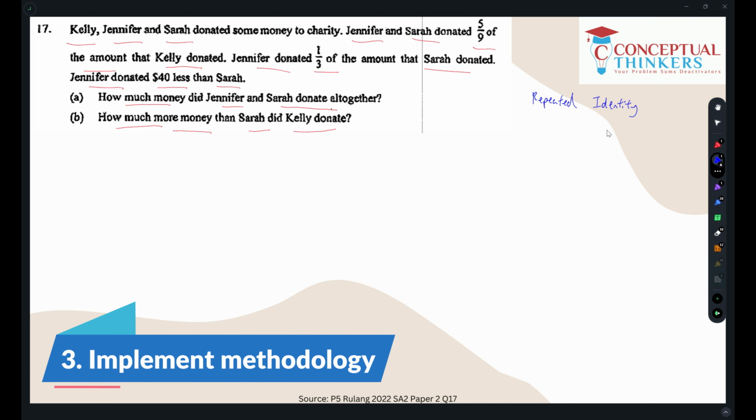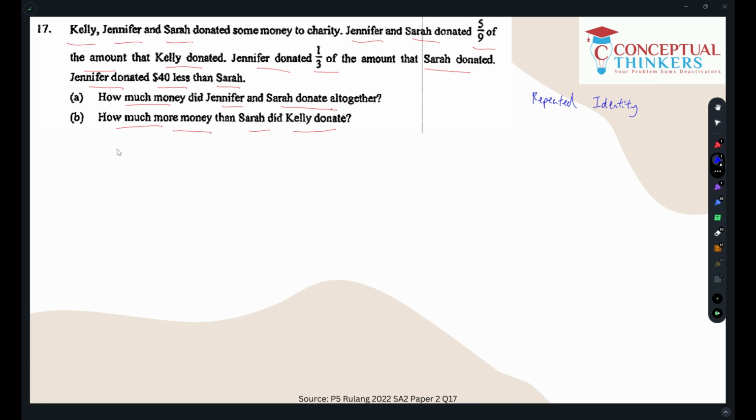So as I mentioned earlier, I'm going to create a ratio. So we have J for Jennifer, plus Sarah, against Kelly. We do know that the donation will be 5/9, which means that the total of Jennifer plus Sarah will be 5 and Kelly will be 9. Okay, so this will be the ratio that I have for the second phrase.